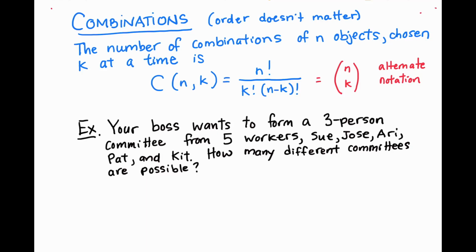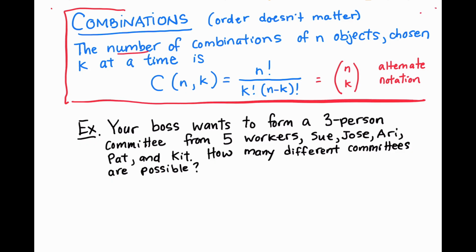So let's start off with the formula here. The formula tells us that the number of combinations of n objects chosen k at a time is given by n factorial over k factorial times n minus k factorial. This is just another notation you might see.